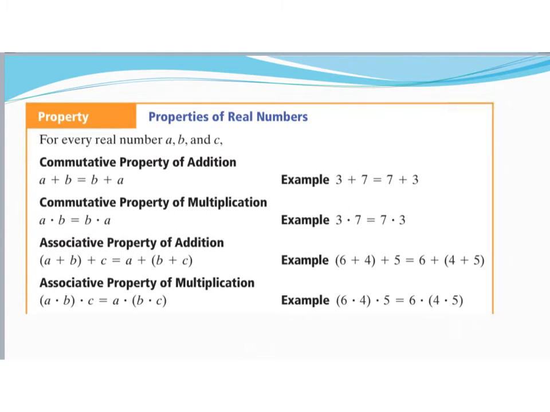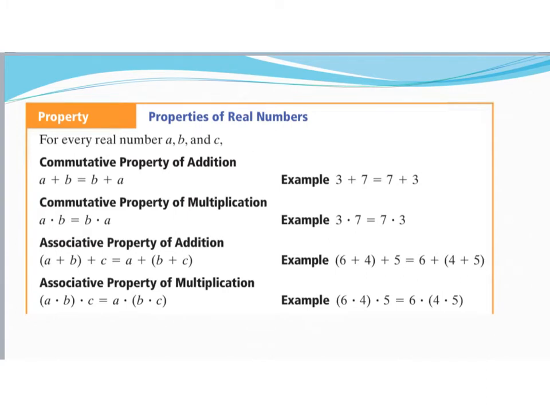To begin with, let's look at the commutative property of addition. Commutative means that we can switch the order, so I have A plus B equals B plus A. So if you want to look at a numerical example, 3 plus 7 is really the same thing as saying 7 plus 3. Likewise, when I look at the commutative property of multiplication, A times B is really equal to B times A. Numerically, that's like saying 3 times 7 is the same as 7 times 3.